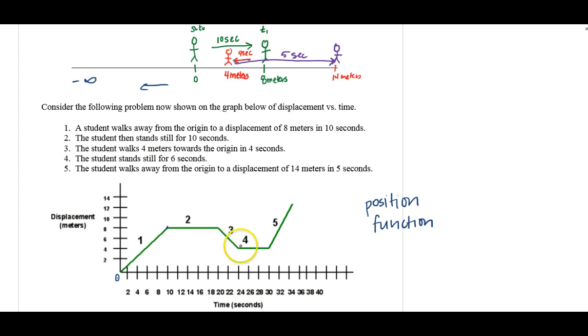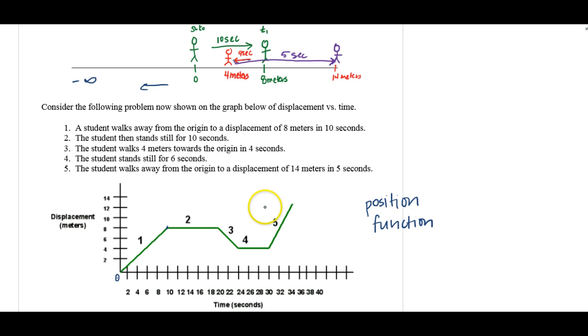And that's because right here I'd have negative slope. So I went down 4 in 4 seconds, so my slope right here is -1. And then right here my slope is 0. And then at the end, my slope is pretty steep and positive. So I'm moving to the right because my slope is positive, and I'm moving a little bit faster than I was over here because my slope here is steeper.